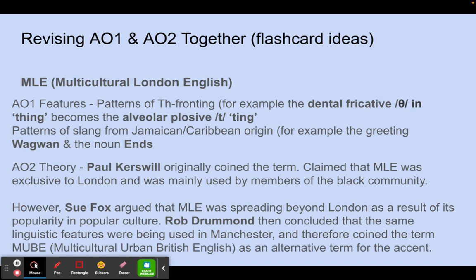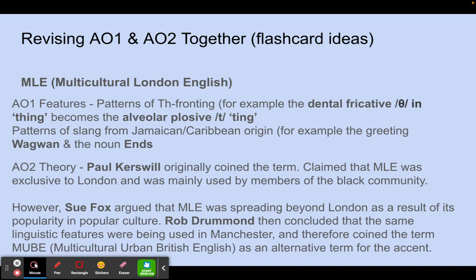So, this is something that I would suggest that you do for most of the topics that we've covered, and it's a really good way to consolidate theory but also terminology as well. So, at the top of your flashcard, you want to put whatever the topic is. For this example, I've put multicultural London English. Okay. Underneath that, you want to look for some research, check your booklets, whatever it is.